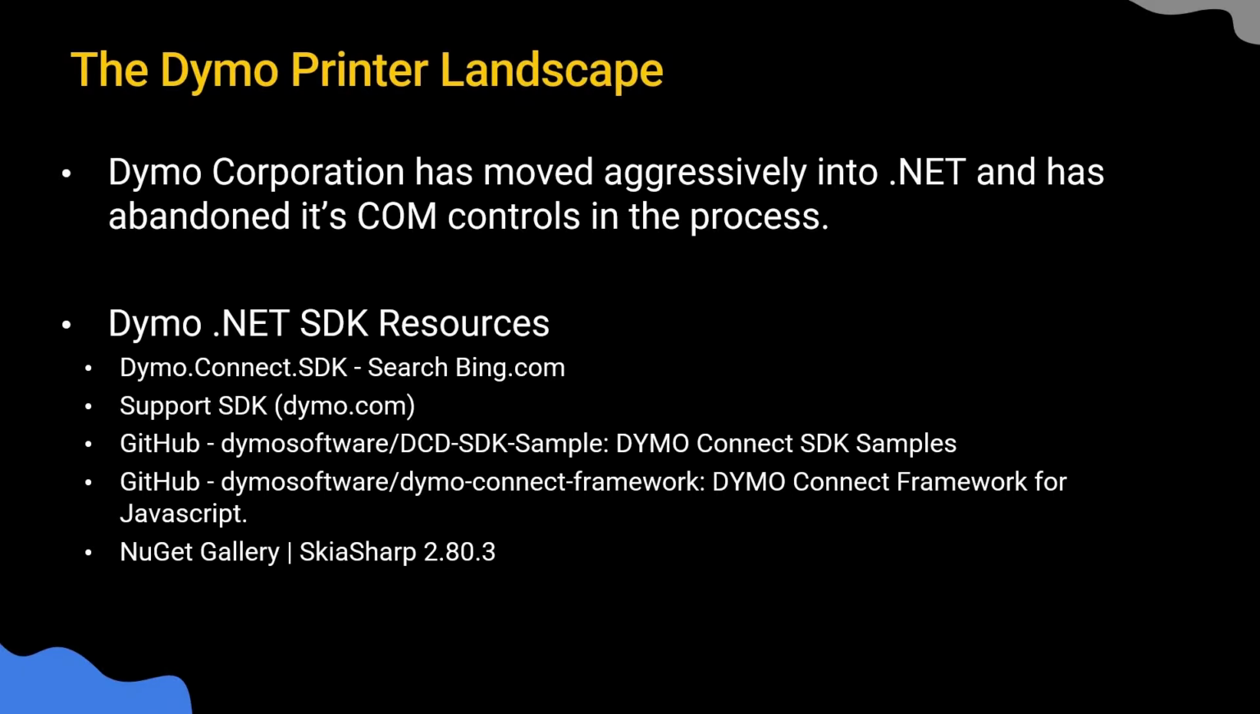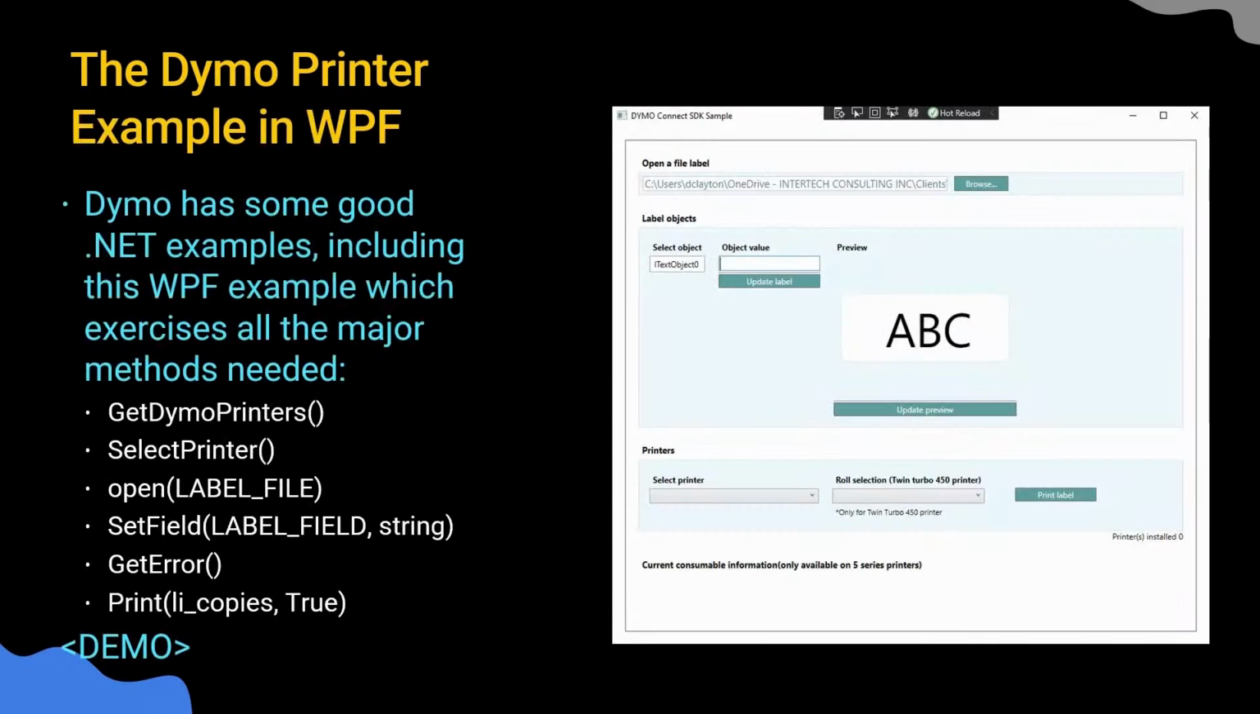The DYMO framework depends upon a large number of other framework elements that can be found in NuGet, most importantly the SkiaSharp subcomponents. While there, you can find some good .NET examples, including this WPF example I'm going to demonstrate, which exercises all the major methods that you might need, including getting a list of DYMO printers, selecting a printer, opening a label file, setting a field in a label, finding out if there are any errors, and then finally printing the label out.